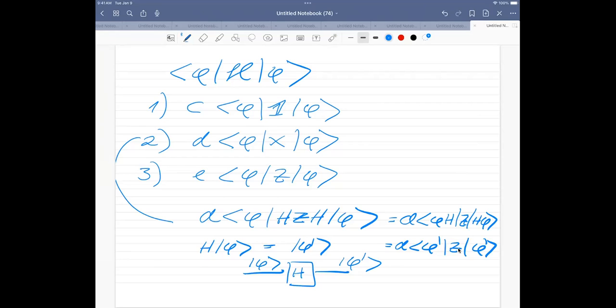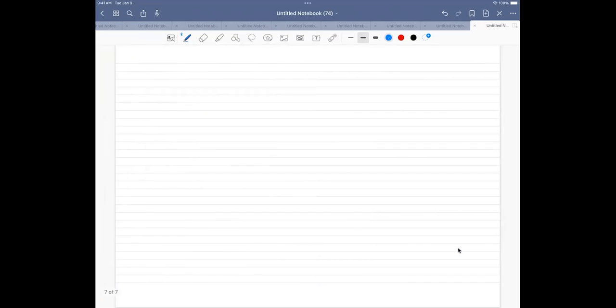Okay? But what you see now is that if we want to set this up as a circuit, you would have to do something of this type. You introduce the state phi, you act with a Hadamard gate, and then you have a Pauli Z gate, and this is actually our measurement at the end, and that gives us a phi prime here. But now I'm just setting this up as a circuit.